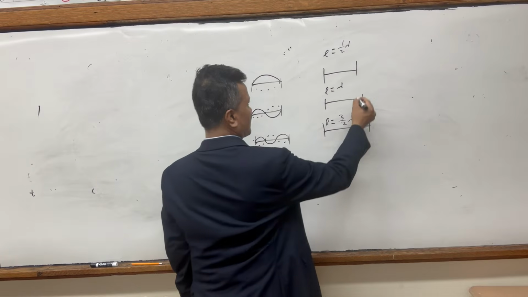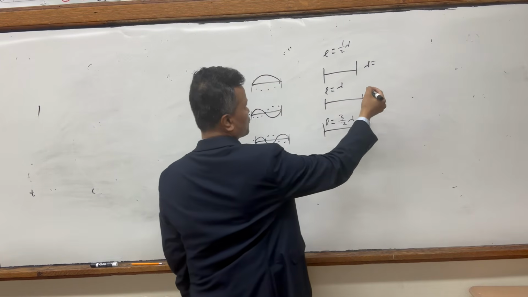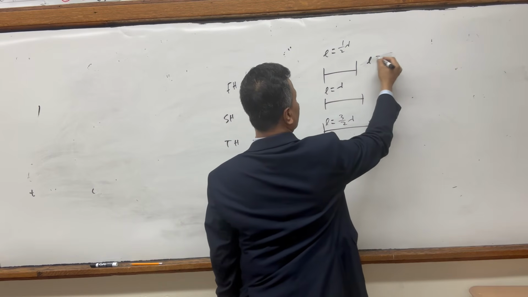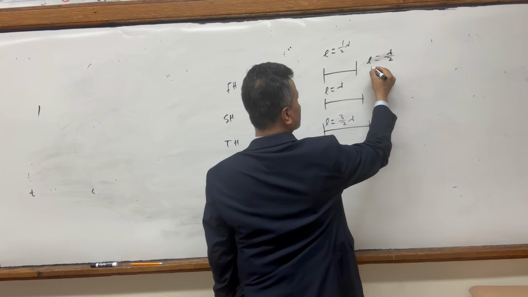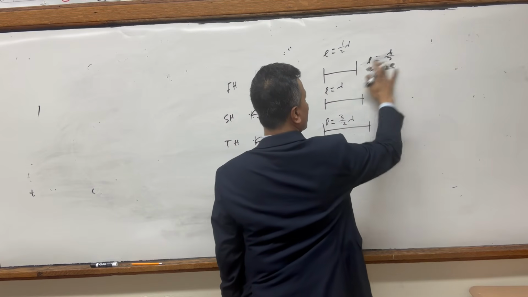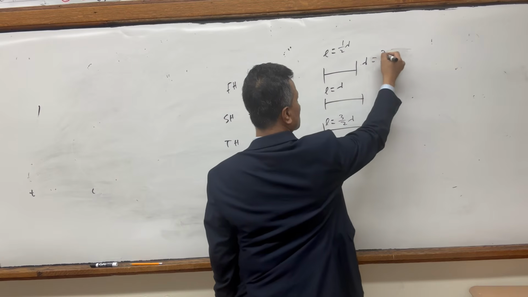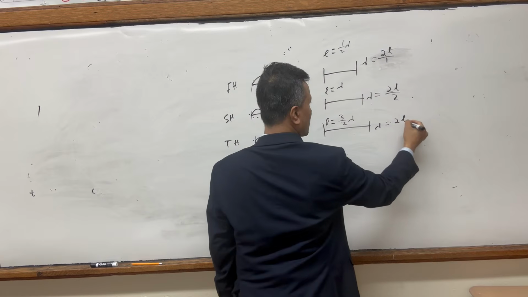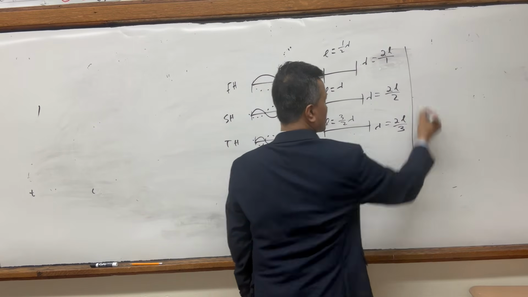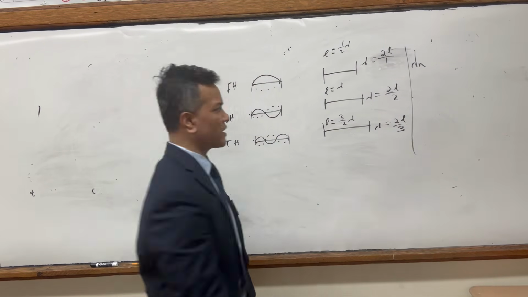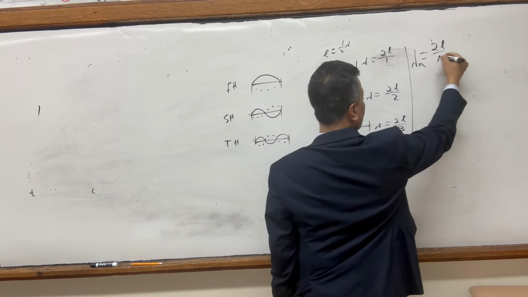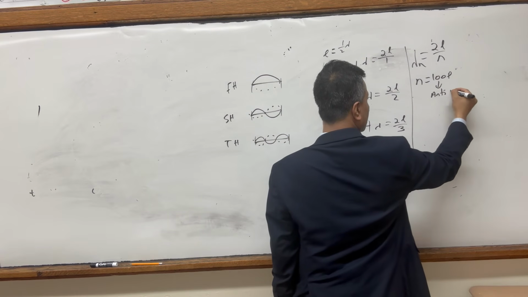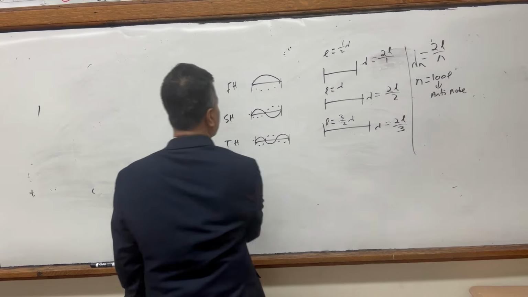So what is lambda then? Lambda over 2 is L, so lambda is 2L. Lambda is 2L over 1. Lambda is 2L over 2. Lambda is 2L over 3. So what is the lambda for the nth harmonic? 2L over n. N is the number of loops, or antinodes.